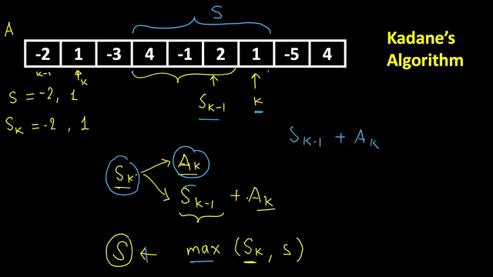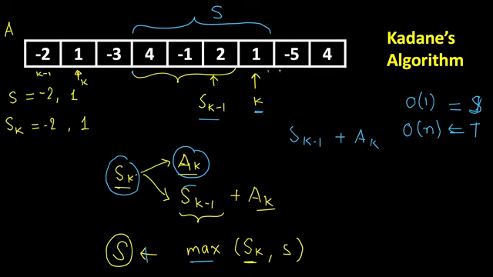So that's why it works, and it works in linear time because we are not traversing this array twice or more than once. We are just moving once and we are keeping just two extra variables. So space is also order 1 and time is order n. So this is the time and this is the space.